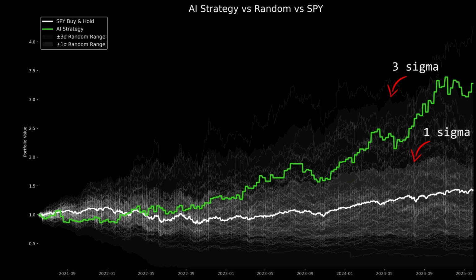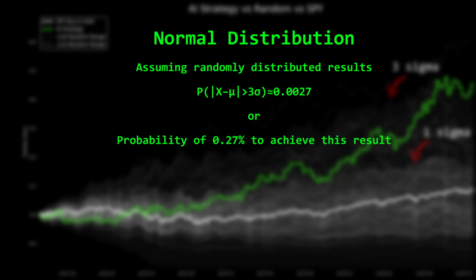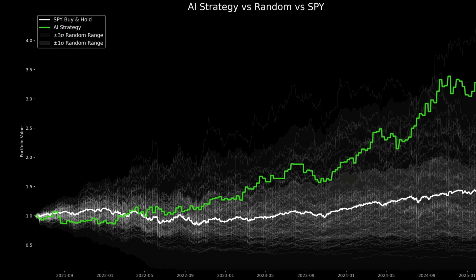Our portfolio has actually gone above 3 sigma, and for a normal distribution, meaning that the portfolios are approximately random variation, there's actually a 0.27% chance of this occurring, which might suggest that the model is actually working. There is still so much work that has to be done to validate this. For example, is this a repeatable result?